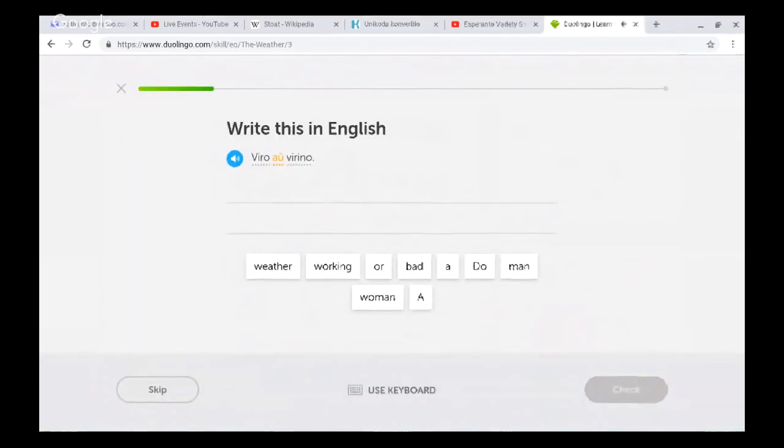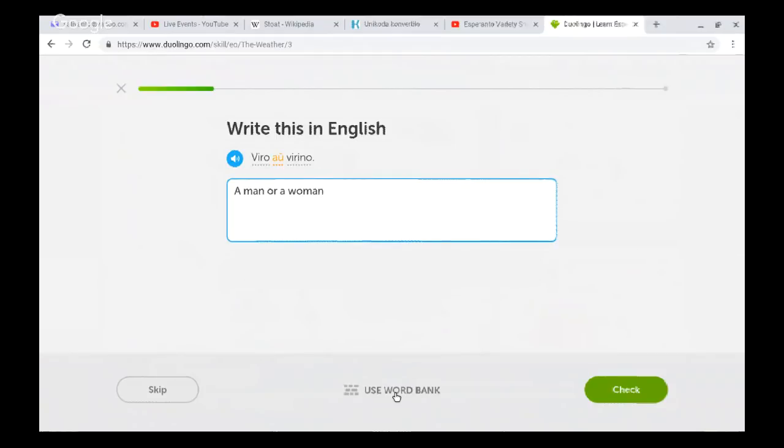Viro aŭ virino? And it's a little bit of a hint because you just look for the capital letter. A man or a woman. By the way, some people don't know that you can click down here, use keyboard. Right. So if you have a sentence in mind that's going to be a good response here, and you don't have all the word tiles for it, you can always come down here and select use keyboard. You can type anything you want. There you go.